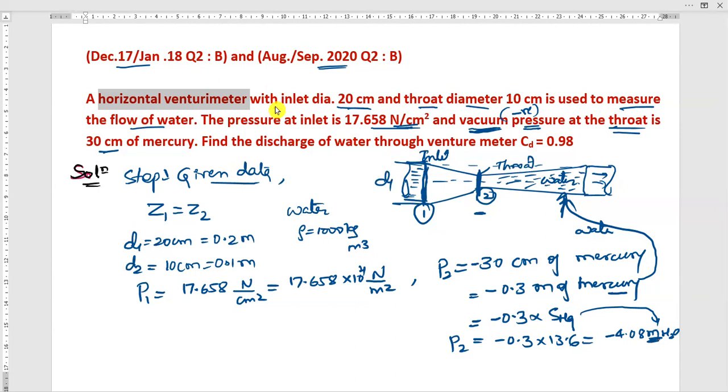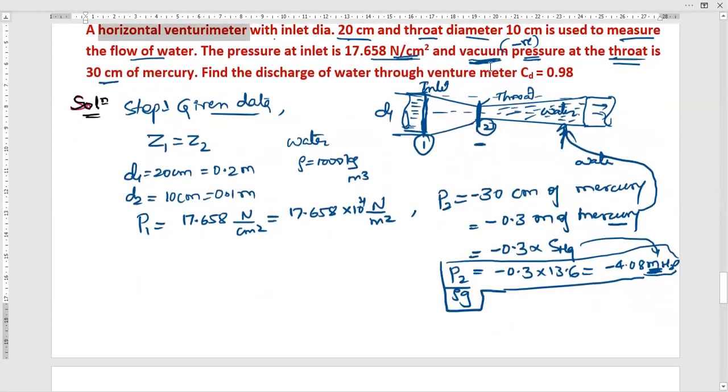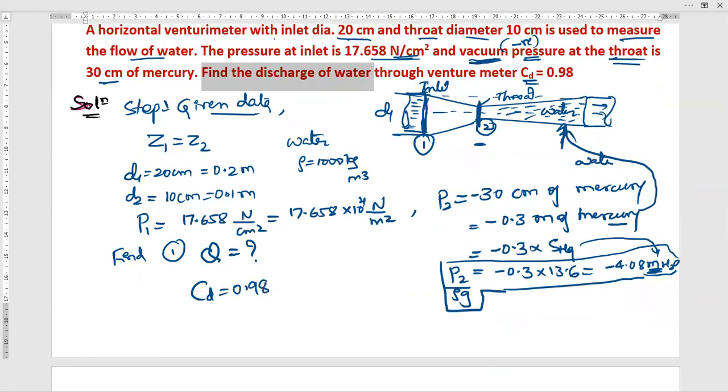So it is not pressure, it is pressure head because the unit is meter. If the unit is Newton per meter square, Newton per mm square, or Newton per centimeter square, then we could have taken P2. But here the unit is meter, so it is P2 by rho g, the value at section 2, that is the throat. Then what he has asked: find the discharge of water. Discharge will be represented by the symbol Q. Through the venturimeter, take CD, he has directly given the value of CD, 0.98.